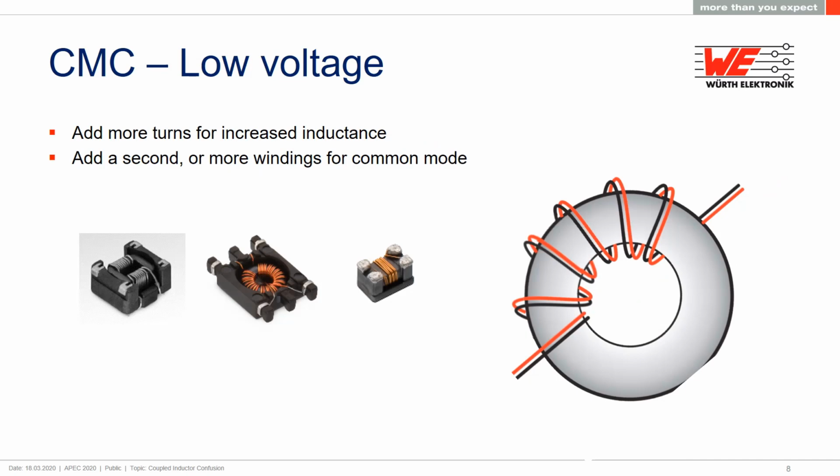Adding more turns increases the inductance, which gives more attenuation, making it more effective at lower frequencies. This is exactly what you want in a lot of low voltage signaling applications like Ethernet or HDMI video signals. These often have toroids that look exactly like this, where there are multiple signal lines all wound together around the core to provide attenuation to common mode currents. Here again, all windings influence each other and then give you the attenuation that you want.